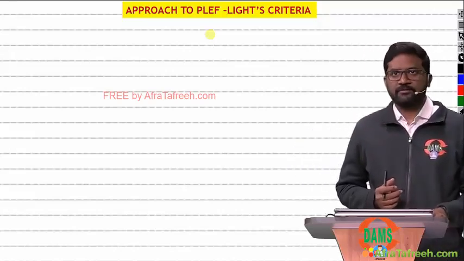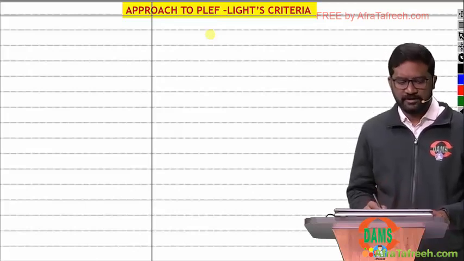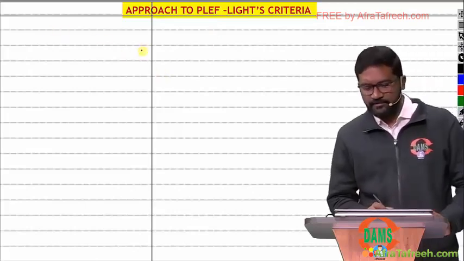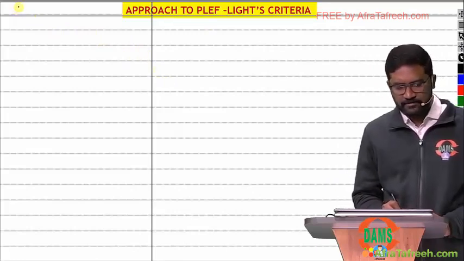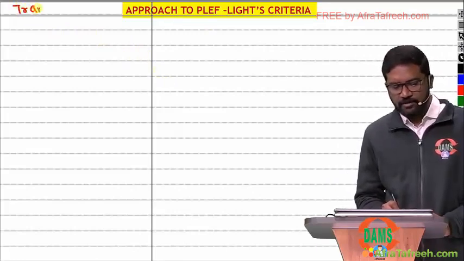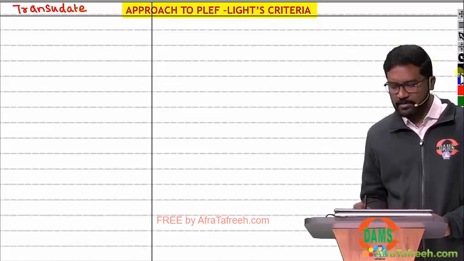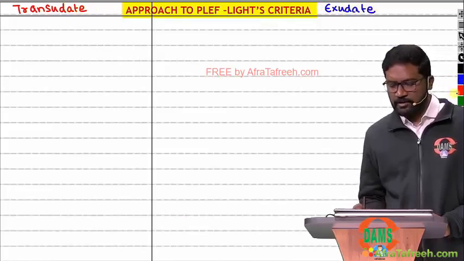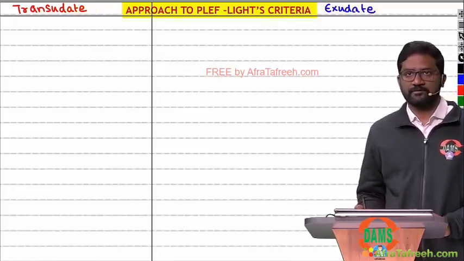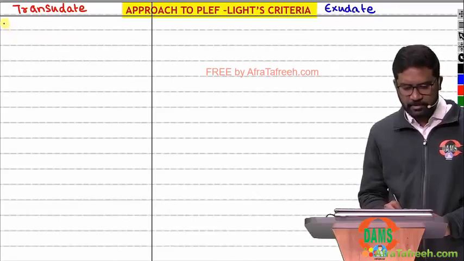Then based on Light's criteria, we generally classify pleural effusion into two entities. So we have transudative pleural effusion and the other is exudative pleural effusion. And how is it classified? Based on Light's criteria.